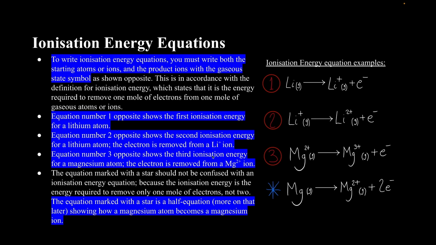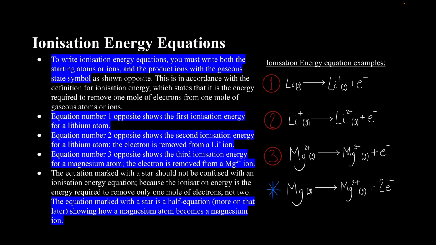Equation number 3 shows the third ionization energy for a magnesium atom. The electron is removed from a magnesium 2 plus ion because the third outermost electron can only be removed if the first two have been removed. So the third ionization energy can only happen if the first and second ionization energies have happened first.